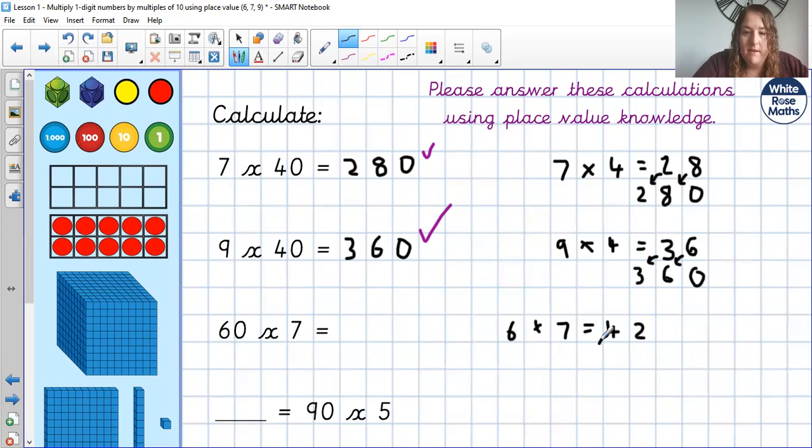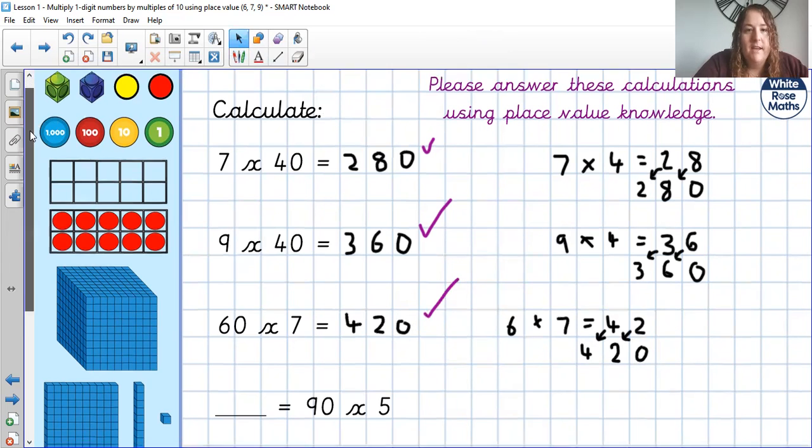So again, I'm going to move everything one space to the left. So 4 in my tens goes to 4 in my hundreds, 2 in my ones goes to 2 in my tens, and I add a space saver 0 in. So the answer is 420. And if you've got that answer, please give yourself a tick.